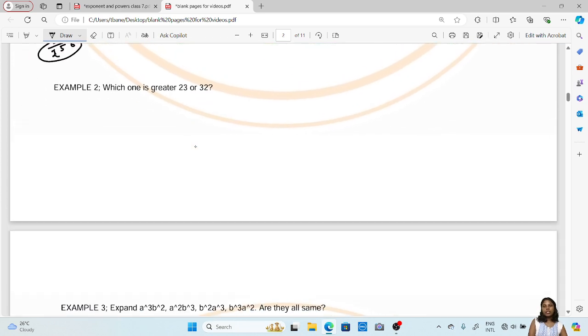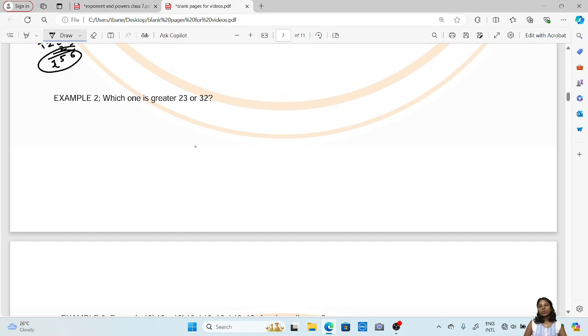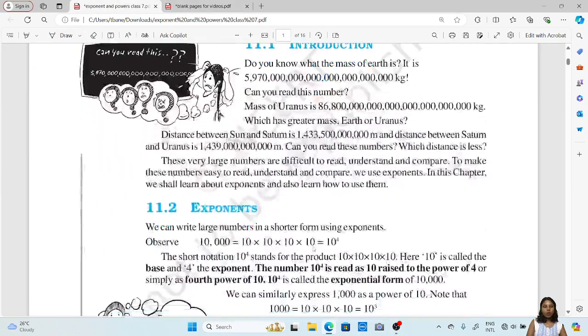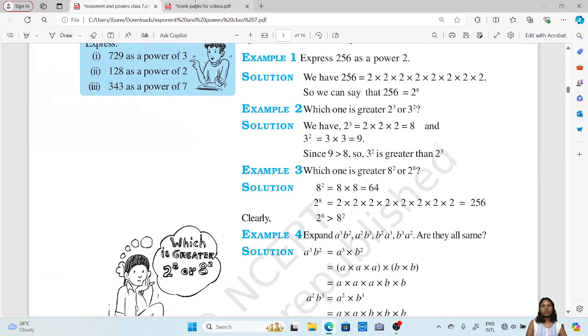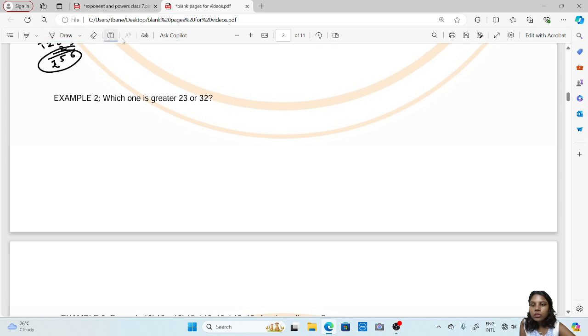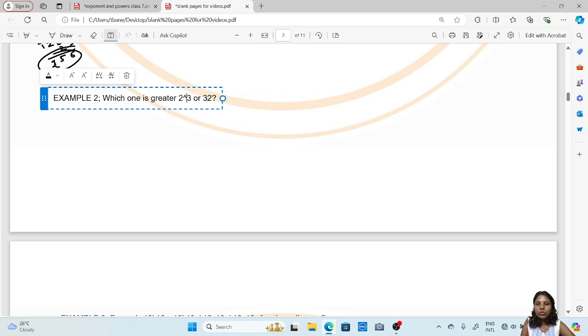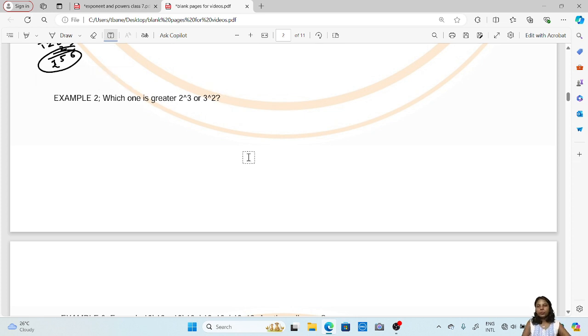Then now let's see which one is greater, 2 raised to 3 or 3 raised to 2. So now when we say this, let's look at the first one. We have 2 raised to 3. So what is this? We have to multiply 2 thrice. So 2 into 2 into 2.